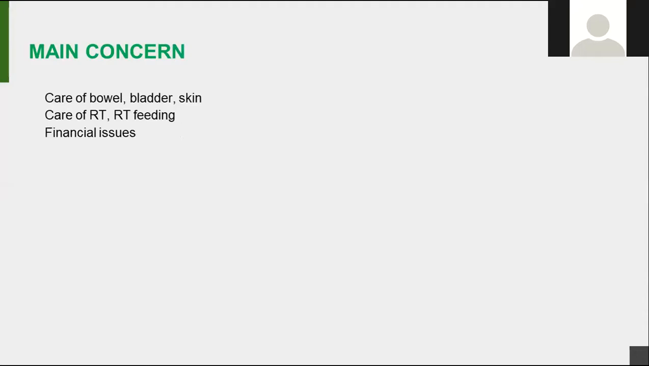Next slide, please. So the main concerns for this patient after he was shifted to the ward include care of his bowel, bladder, and skin. Because he was suprapubic catheterized, we have to manage in that way. Then care of his RT and RT feeding, and he has financial issues. Usually we discharge him with this, and his family has to manage all these things, and we don't think he has the financial stability to afford a home nurse or something. Next slide, please.